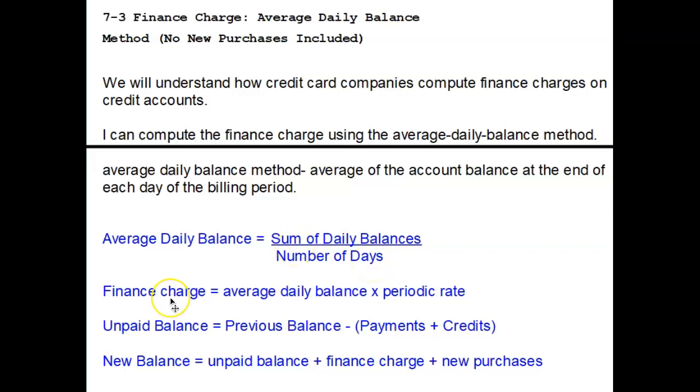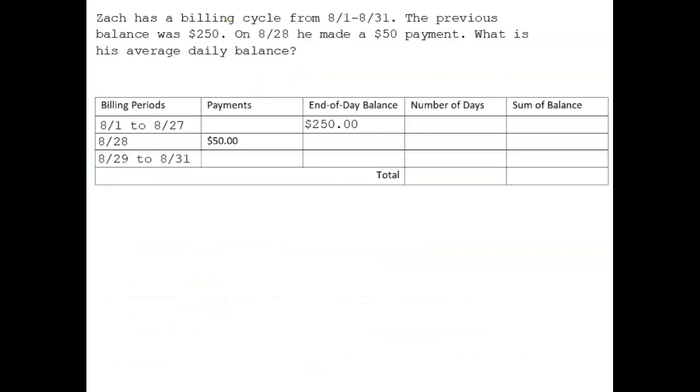Then to find the finance charge, we're going to take that average daily balance from this step and multiply it times the periodic rate. And then we're not really going to worry about this unpaid and the new balance. We're basically just going to use this to calculate the finance charge.